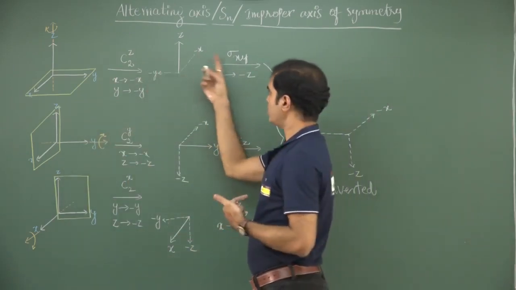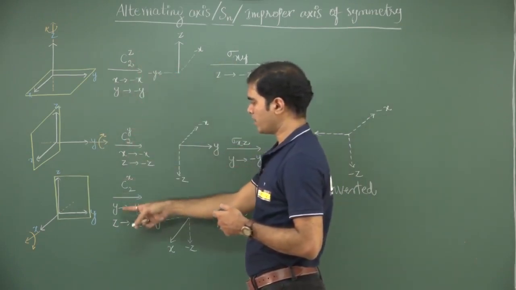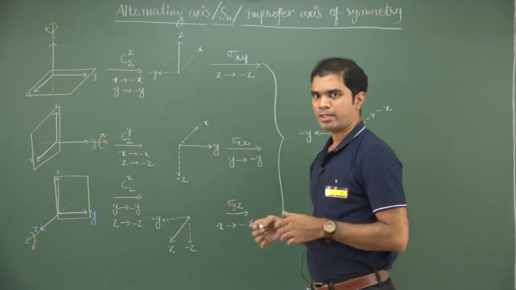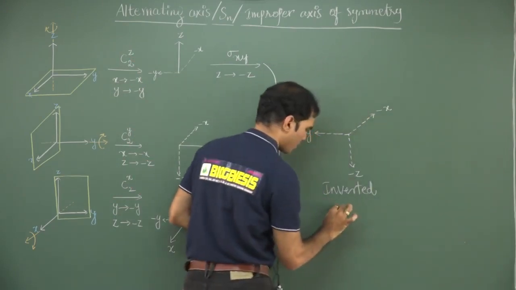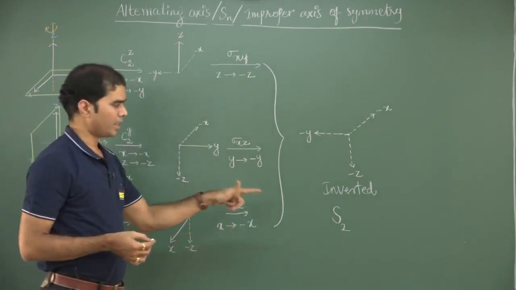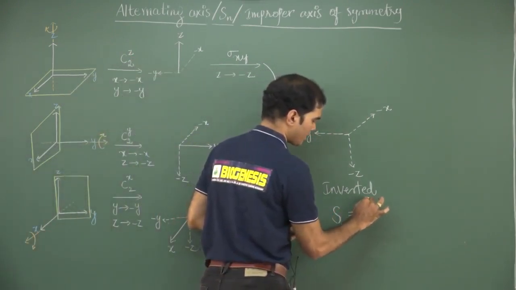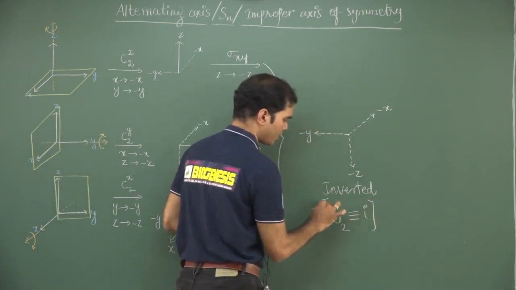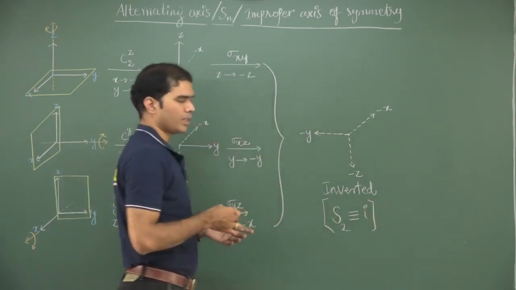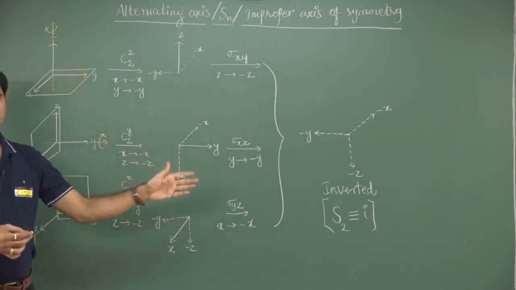This is a C2 into sigma xy, therefore we call it S2. S2 along z, S2 along y, or S2 along x. In a simpler terminology, we call it S2. Let it be along x, y or z, that S2 is just equivalent to inversion. Whatever structure that I am getting through inversion, you are getting the same structure when I am passing S2. For this reason, I can say that S2 is equivalent to inversion.